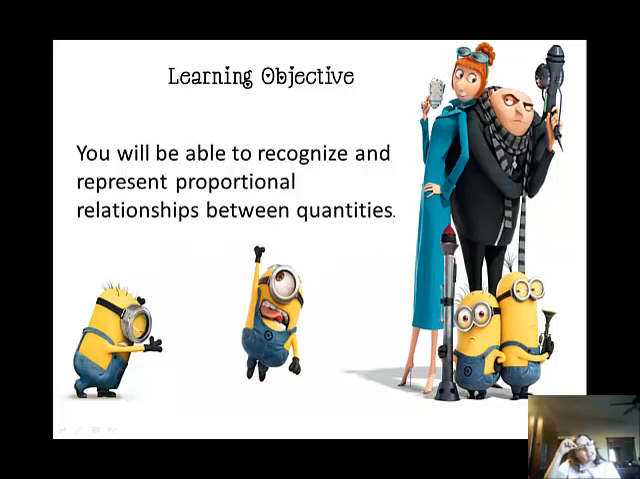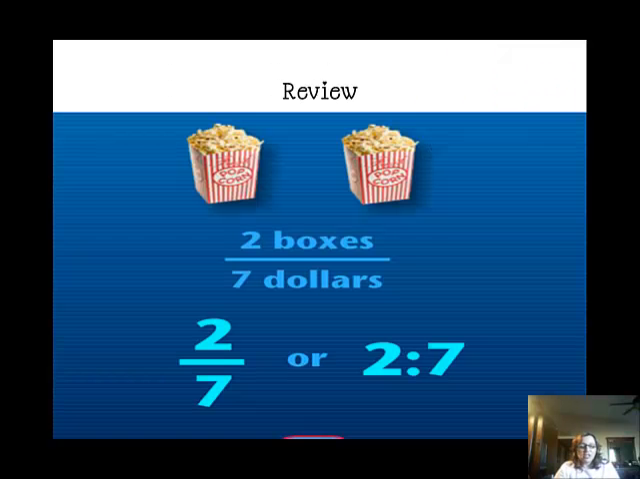See, today what we're going to do is you're going to be able to recognize and represent proportional relationships between quantities, similar to what I did with the popcorn. Remember, a ratio is a fixed relationship between 2 or more things. So in this case, we have a fixed relationship between the number of boxes of popcorn and the amount that they cost, 2 to 7. So a ratio can be expressed as either a fraction, 2 over 7, or with the colon between the two numbers.